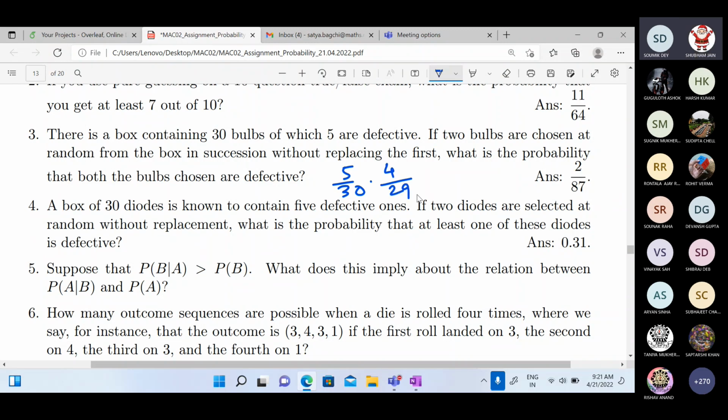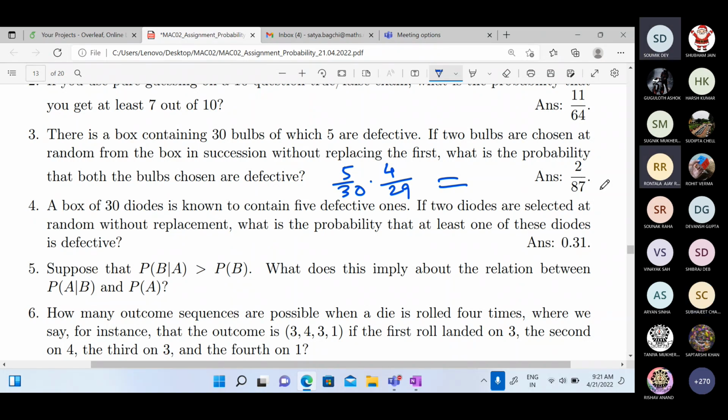It is 25 by 29 because we take the second ball without replacing the first. We are taking without replacement, that's why the events are not independent. If it is with replacement, then what will be the probability? Then it will be 5 by 30 into 5 by 30, the square.